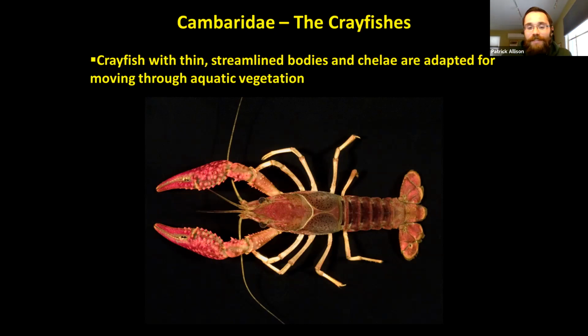When you look at this crayfish, it has a very thin body, and its chelae are also very thin, so that when it's moving through aquatic vegetation, it's able to maneuver through thick, dense vegetation. The leaves and stuff like that, it's able to wind its way through without any problem. So that's a key adaptation to living in wetlands and ponds that have a lot of vegetation.